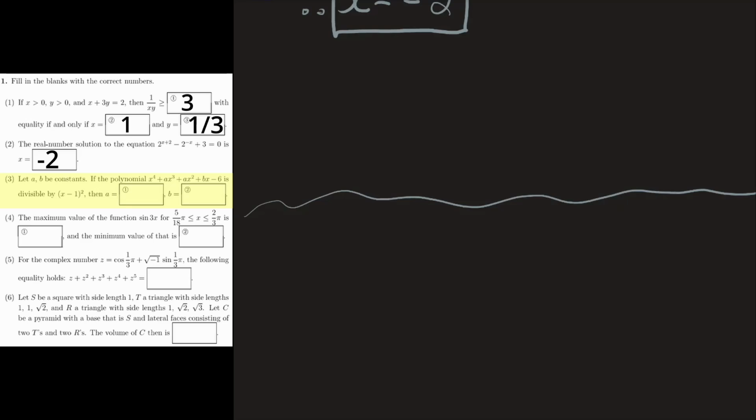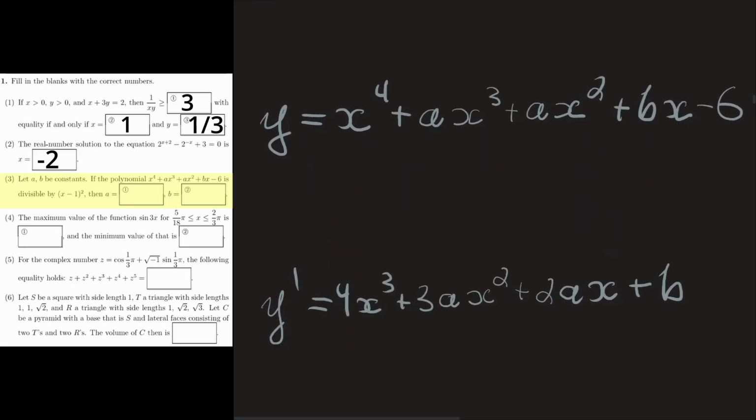Also, if the equation was instead divisible by, say, x minus 1 cubed, then the derivative would be divisible by x minus 1 squared, and the second derivative would be divisible by x minus 1. And if it was divisible by x minus 1 to the fourth, then the derivative would be divisible by x minus 1 cubed, and so on. So now that we know that, let's start by finding the derivative of our equation. It's just a simple power rule.